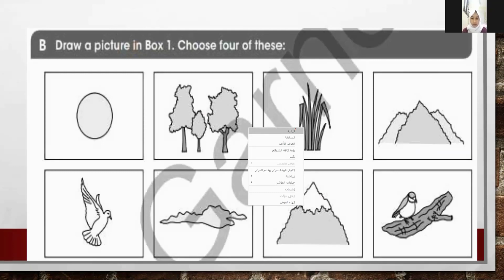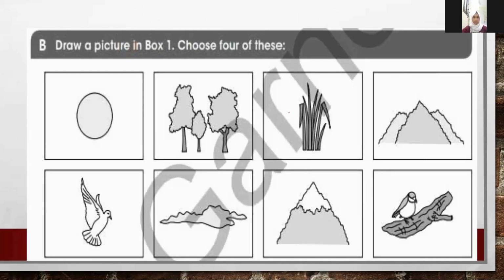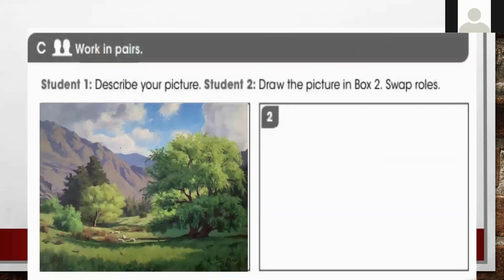What's the circle? This is considered the sun. These are the trees. This is the grass and these are the mountains. This is a bird, this is grass, this is a mountain, and this is a bird. Here this is A. This is box number one.